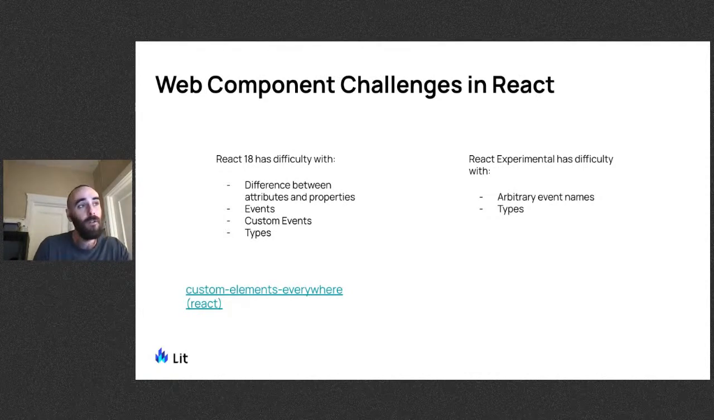Events are also a little bit difficult. Currently, React does not handle attaching event listeners to web components in the same way that it handles vanilla DOM elements. The same thing goes for custom elements. And when you have trouble with properties, attributes, and events, you're probably going to have trouble with types too. In the experimental version of React right now, events are attached to the web component, but they still have problems with arbitrary events and typing as well.